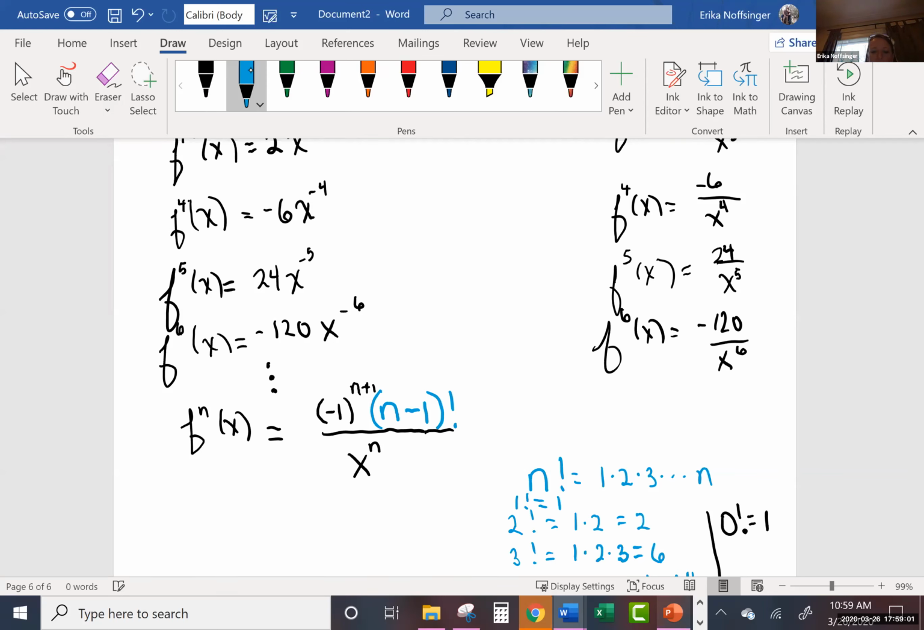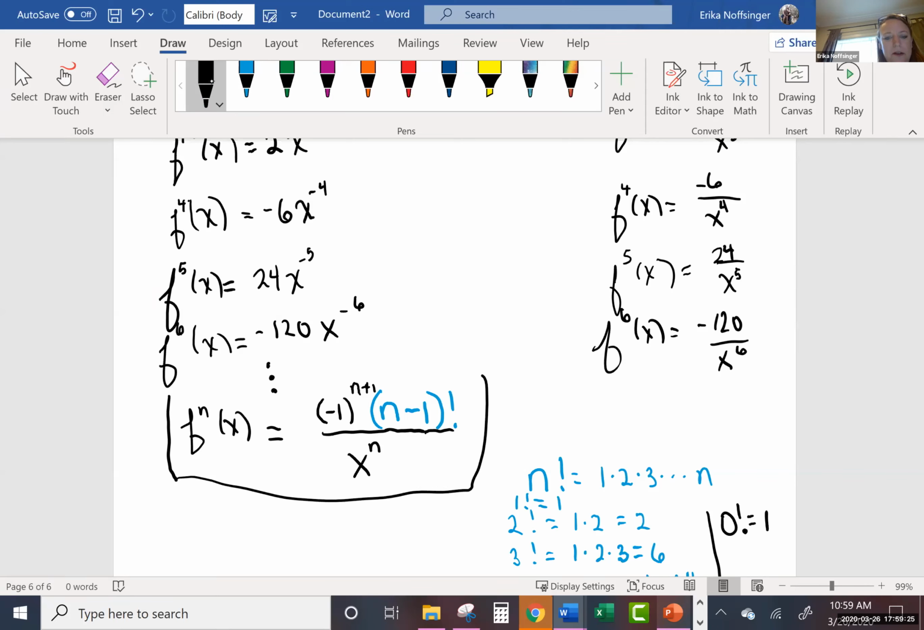If I plug in 3, I get the third derivative, right? I get 3 minus 1, which is 2 factorial, is 2. So those are getting me the right numbers up there, and I have the right thing to get me the right sign. So we actually came up with a formula if we wanted to use it. I probably would not. Well, maybe I would.